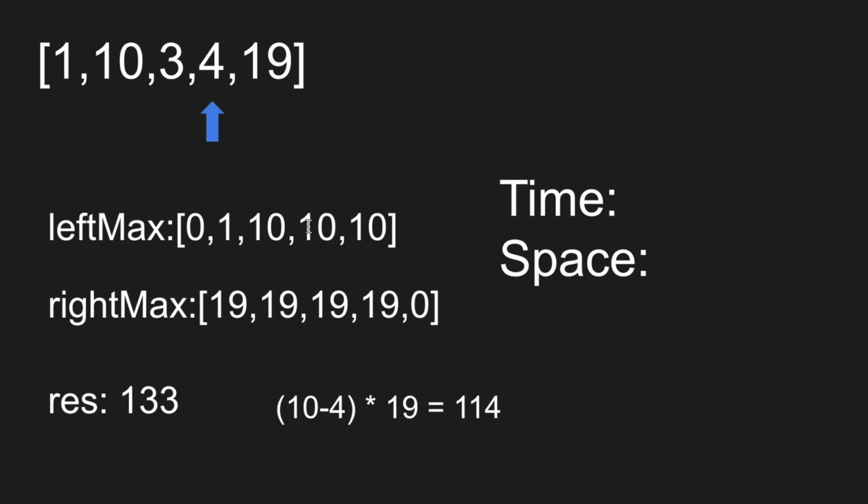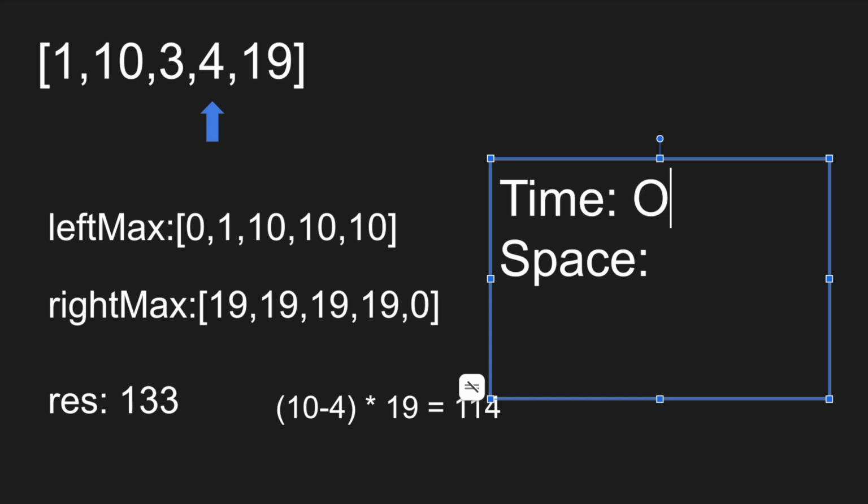Now 4 can pair with 10 and pair with 19 at that position. So (10 - 4) times 19 is 114. It's not greater than result, so we can just keep the result as 133. And we don't need to check 19, because if j is 19, then there will be no available value for k. So we can stop at the second to last index. Therefore, we can return 133 as our result.